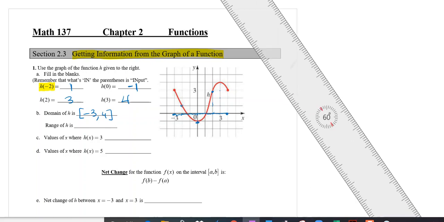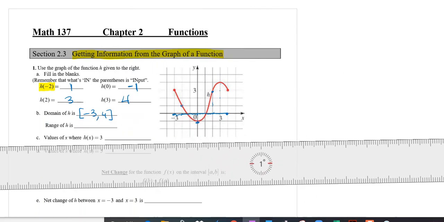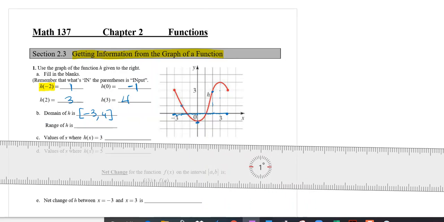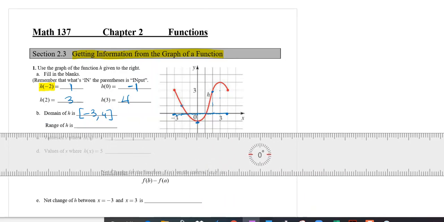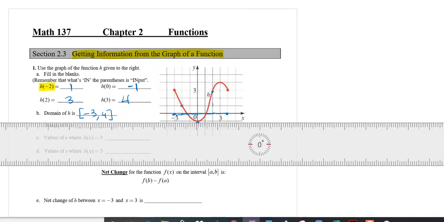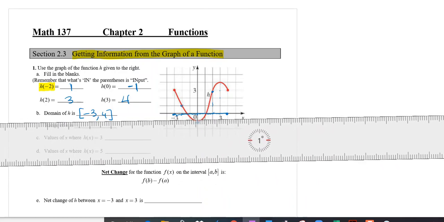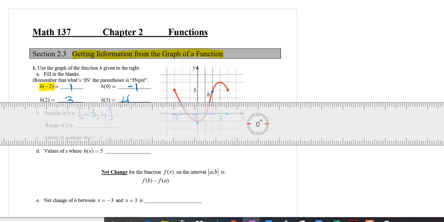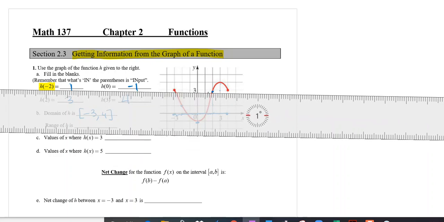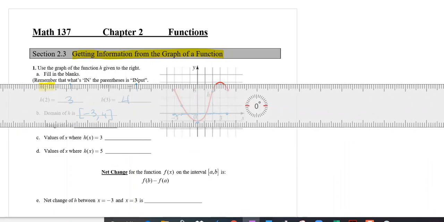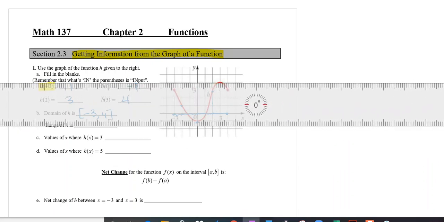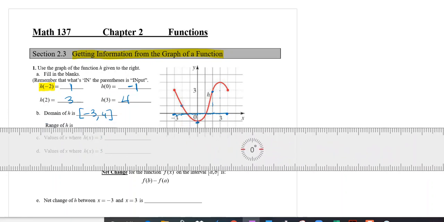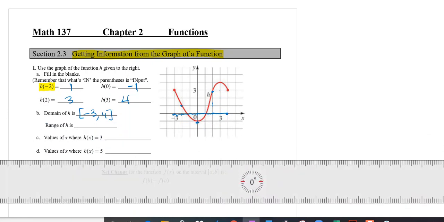For the range, we go in the other direction. We start from y values from -infinity and go up. Looks like the first y value we hit is right there at -1. And we keep hitting points on the graph with all the y values past that -1. The highest point that we hit is right there. So what y value is that? Looks like that's a 4. So the range is from -1 to 4.